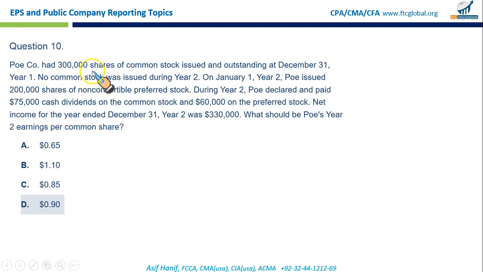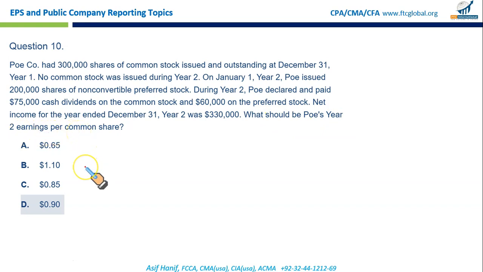Po company had 300,000 shares of common stock issued and outstanding at December 31st, year 1. No common stock was issued during year 2. That means this is the weighted average number of shares because there is no stock transaction. On January 1st, year 2, Po issued 200,000 shares of non-convertible preferred stock. During year 2, Po declared and paid $75,000 cash dividend on common stock and $60,000 on the preferred stock. Net income for the year ended December 31st, year 2 was $330,000. What should be Po's year 2 earning per common share?